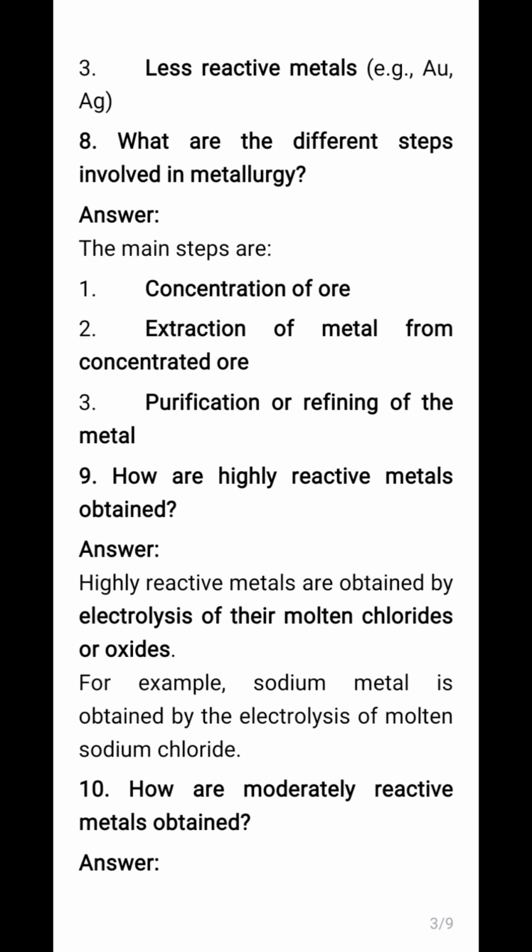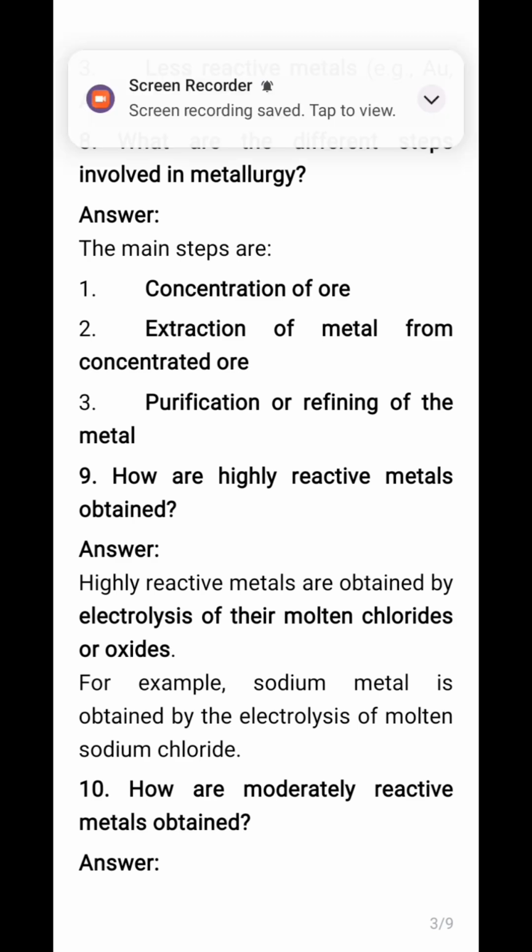How are highly reactive metals obtained? Highly reactive metals are obtained by electrolysis of their molten chlorides or oxides. For example, sodium metal is obtained by the electrolysis of molten sodium chloride.